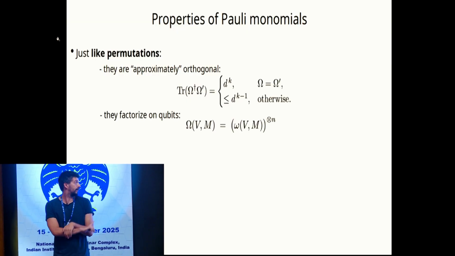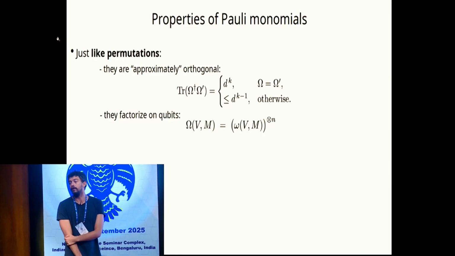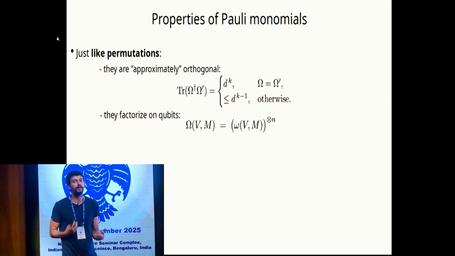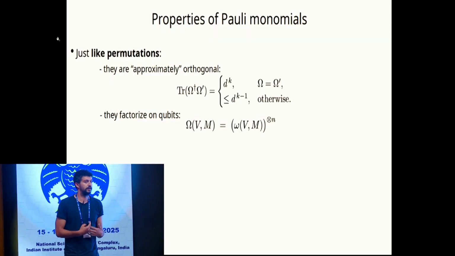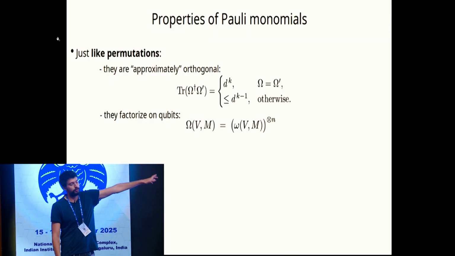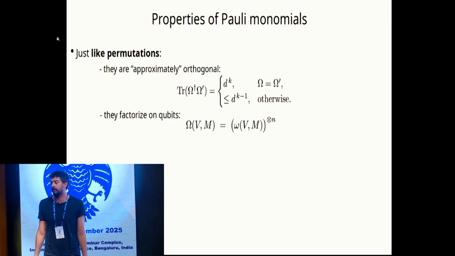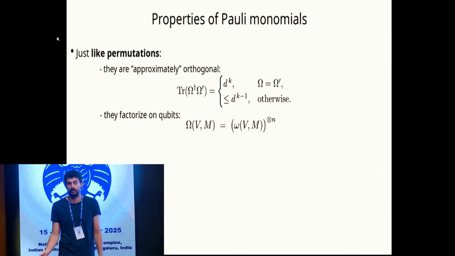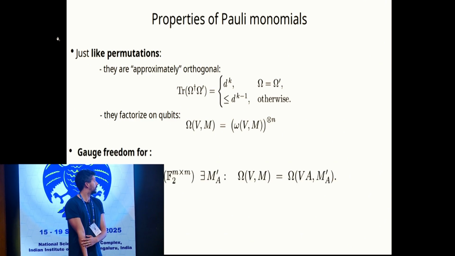And they also, and that's a very important property, factorize on qubits. So the number of qubits essentially doesn't matter that much, because if we just have more qubits, we just need to tensor the single-qubit form of those expressions.